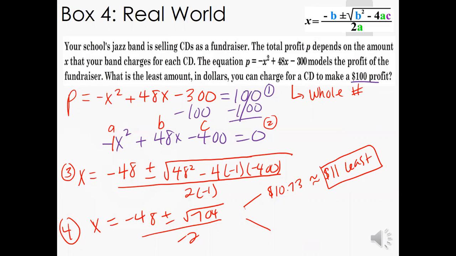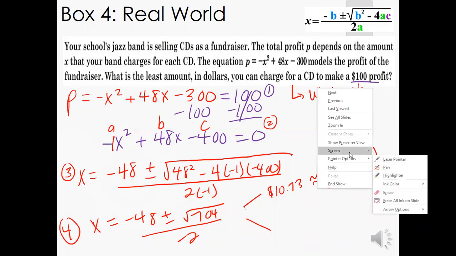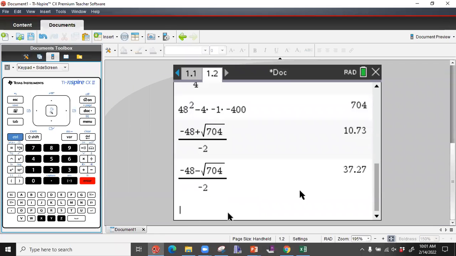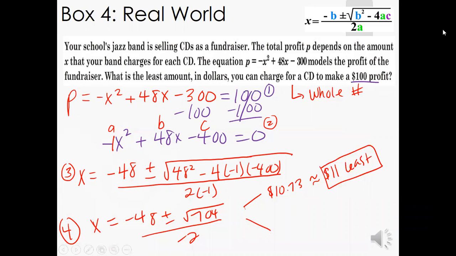All right, questions? Now, again, the other amount, the 37, represented the most I could charge, which means I would have to sell fewer CDs. And I don't think anyone's going to buy a CD for $37, no way, unless it's like a big compilation of things. But not just one CD for $37. So the least they can charge is 11, and that just means that they need to sell 10 CDs, right?